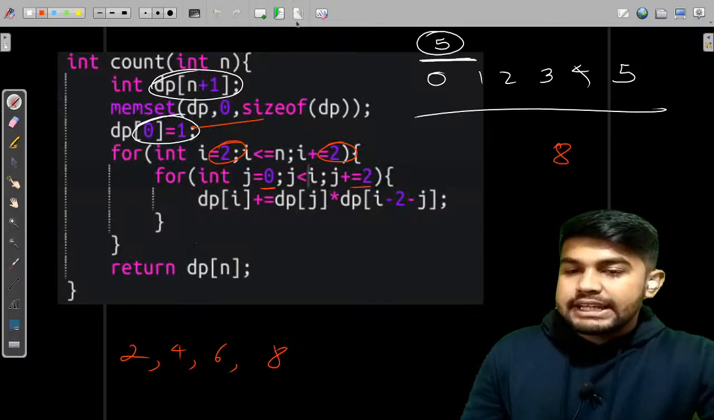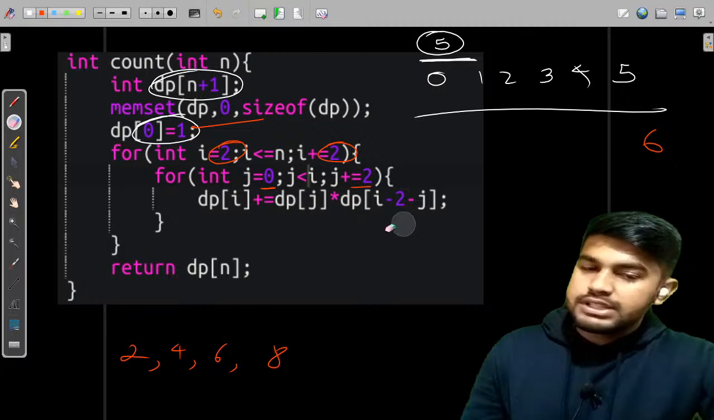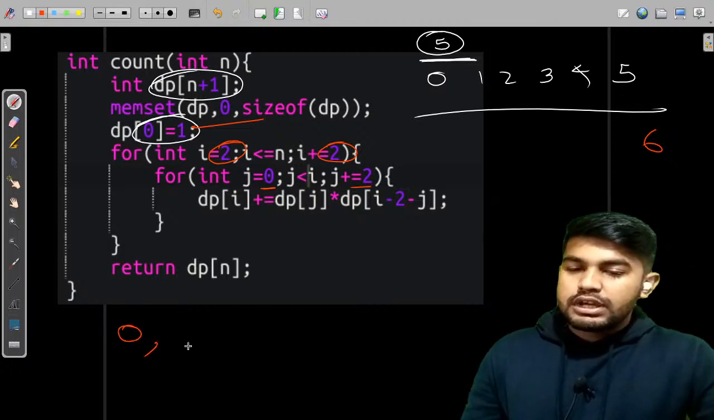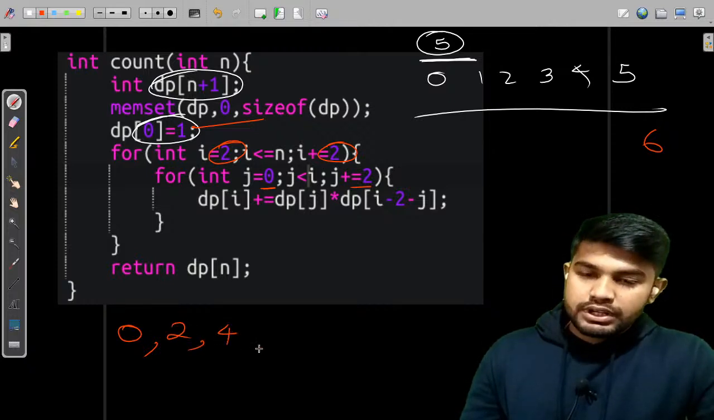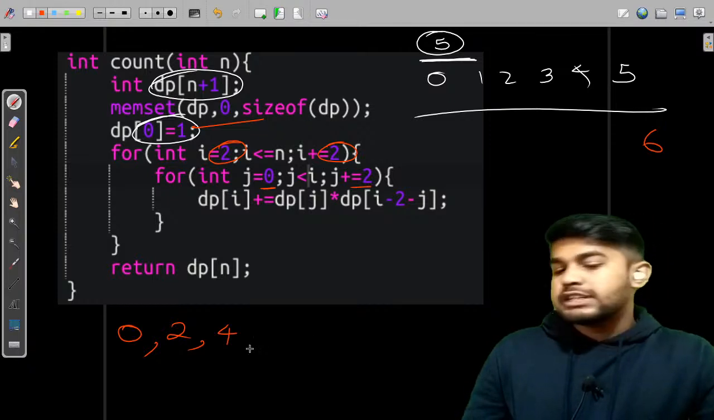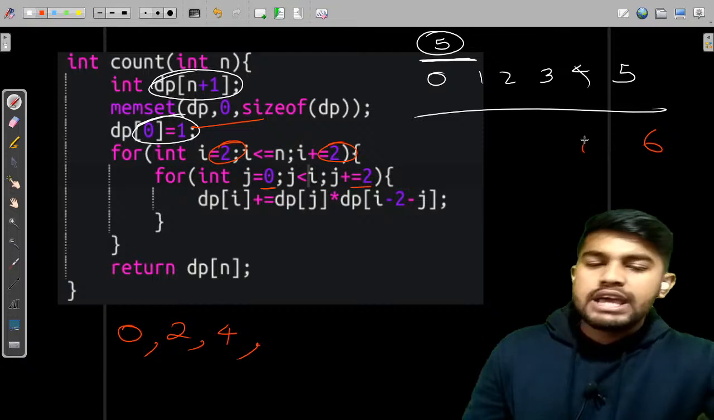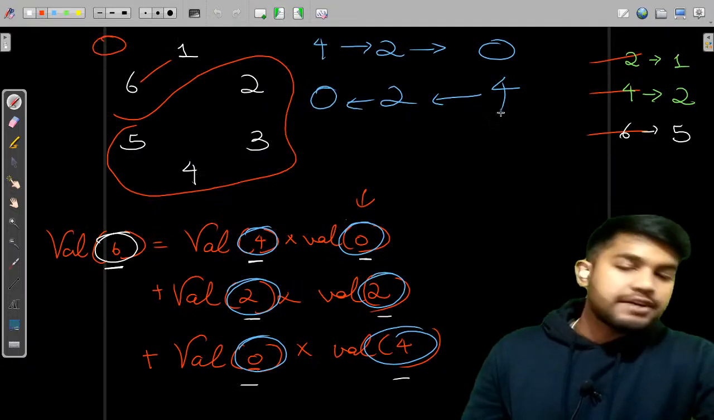Suppose the given value is 6 only, like we did in our explanation. The first value would be 0, the next value would be 2, the next value would be 4. And the next value is equal to 6, which is not less than i. So if i is equal to 6, this would not be done. 0 to 4, yes, we have 0 to 4.